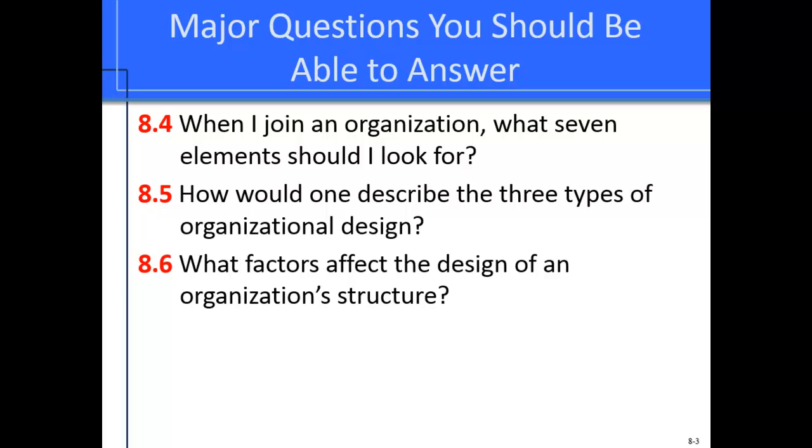8.5 is over the basic types of organizational design. After reading that, you should be able to answer this question. How would one describe the 3 types of organizational design? And lastly, part 6 in chapter 8 is contingency design, factors in creating the best structure. After reading that, you should be able to go back to this question here at the beginning. What factors affect the design of an organization structure? And you should be able to answer that. So let's go ahead and jump into part 1 of chapter 8.